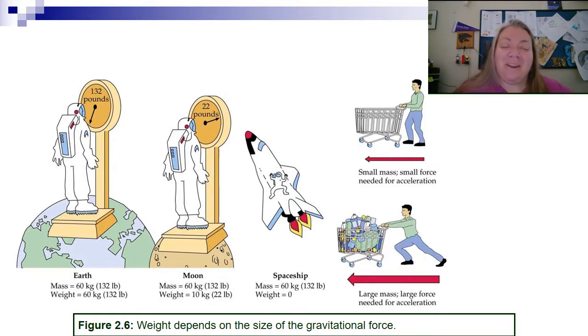One thing that drives me crazy about this text, it uses both kilograms and pounds when discussing mass and weight. Mass is in kilograms. Pounds is actually the English version of weight. But like I said, in our society, we're really bad about throwing both of those terms out there.